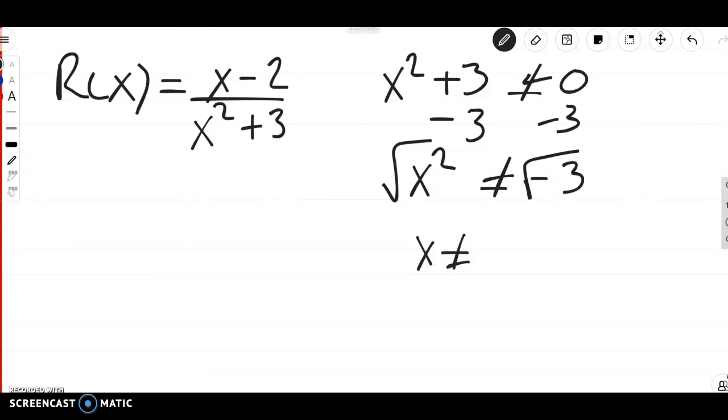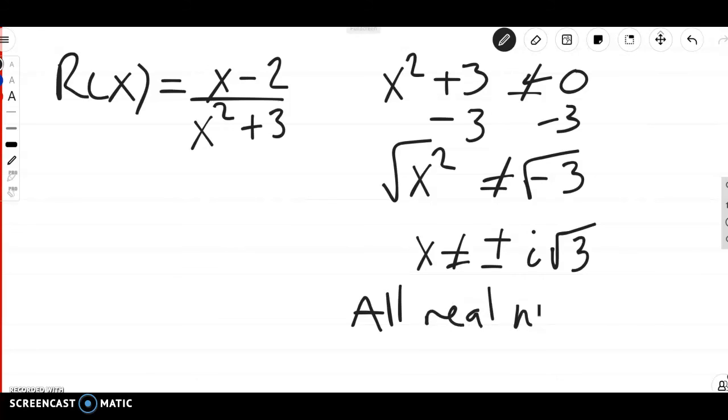Then to cancel out the squared, we'll take the square root of both sides. Remember, whenever you take the square root, we get our plus or minus sign. The square root of negative 3 is i root 3, since a negative under the root is an imaginary number. So x is not allowed to be positive i root 3 or negative i root 3. Since these are both imaginary solutions, there are no real values being excluded. So our domain is all real numbers.